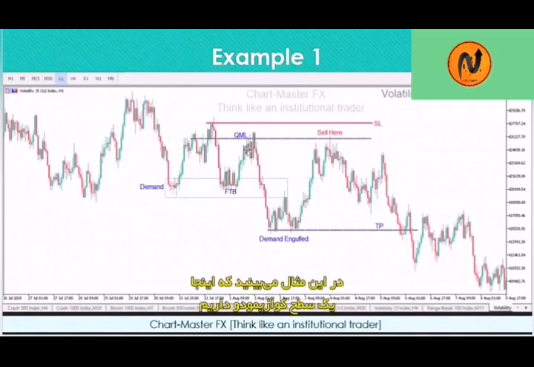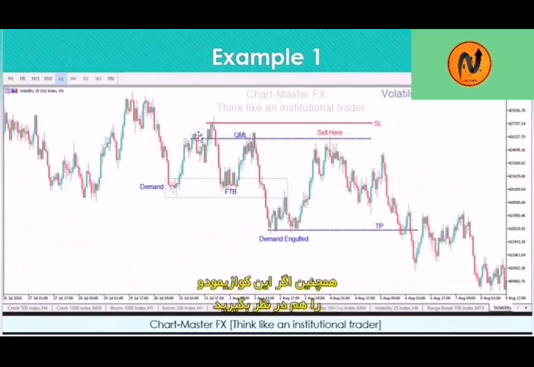So in this case, as you can see, we had a Quasimodo level here. It's just slight, but you can see that the price pushed up here. It came and created a low here and created a higher high, then came back and engulfed this low. So this becomes a Quasimodo.